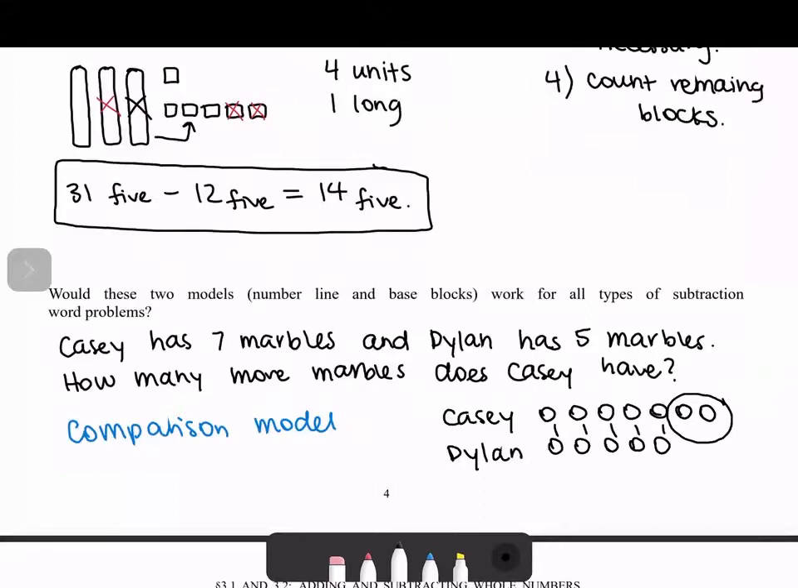But in this case, since we're not taking 5 marbles away from Casey, it doesn't make sense for us to use any of those models because we're not taking anything away, we are just comparing them. So that is when we would use this comparison model.